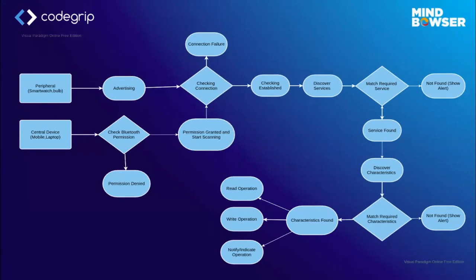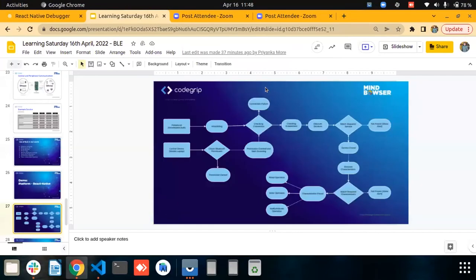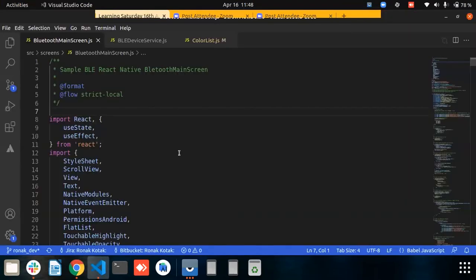When our characteristic is found, we can perform the read, write and notify operations with the particular peripheral device. For example, the read operation is getting the bulb name, and the write operation changes the bulb name and also changes the bulb color. Now I'm going to explain how it will work in code with the React Native platform.